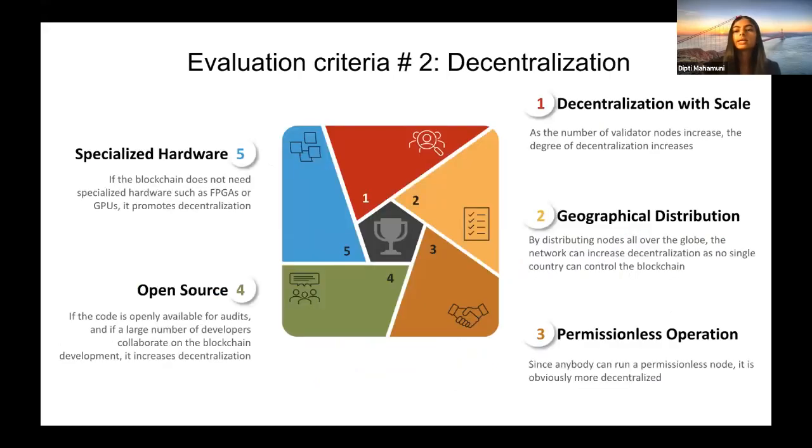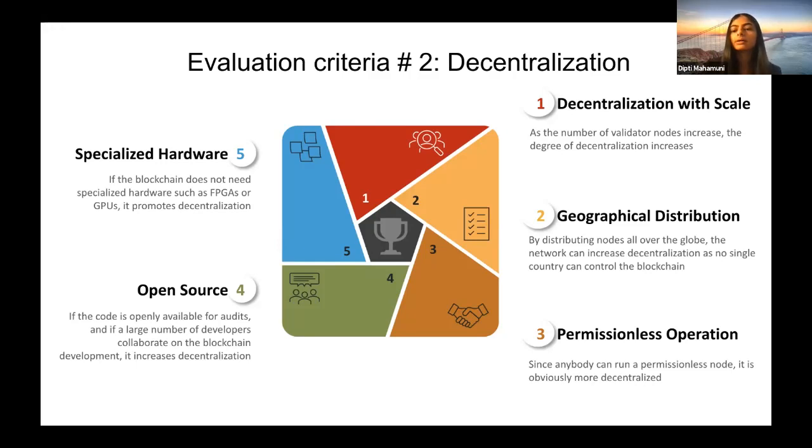Moving on, the next evaluation criteria I considered was decentralization. The fundamental concept of blockchain is decentralization, and one of the core principles of Bitcoin was democratizing control to the hands of everyone. Decentralization is important because it helps to build trust in the network and it prevents the network from being easily manipulated by just a single organization. Here are the 5 factors that affect decentralization.